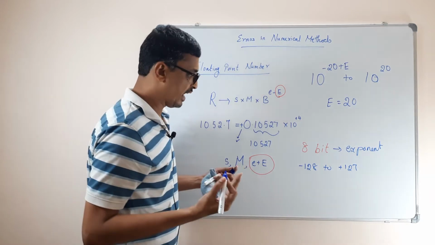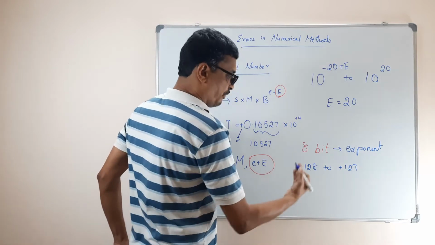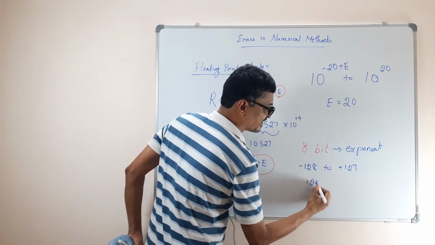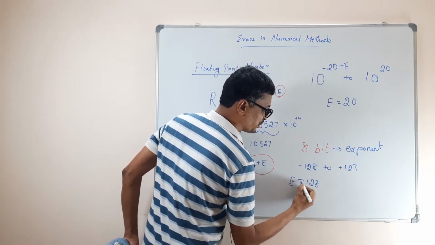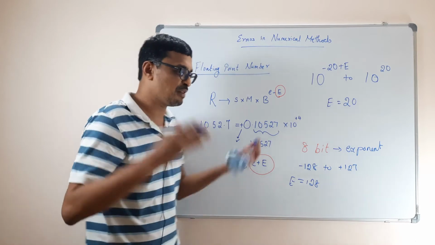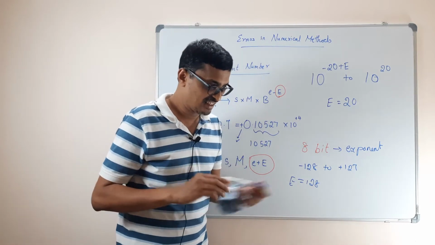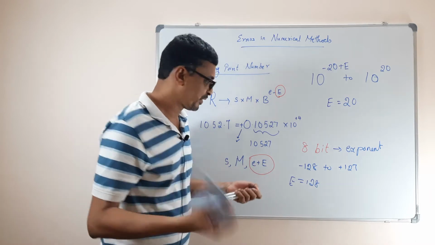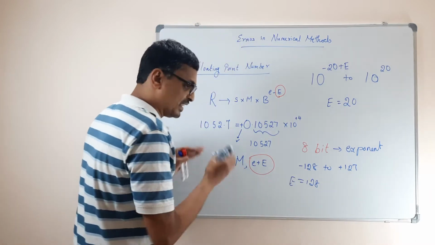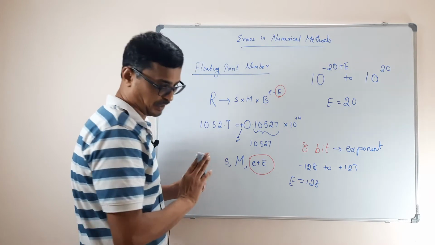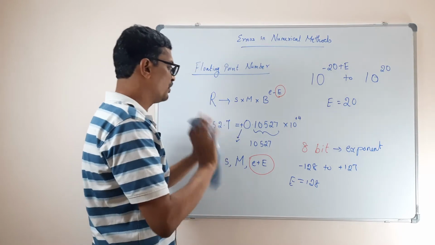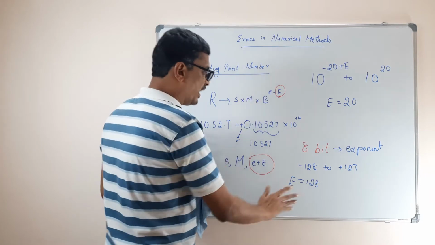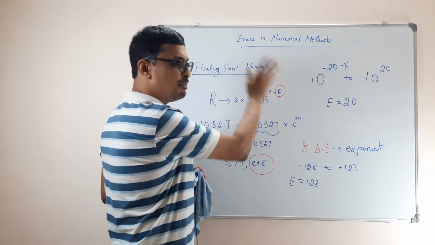So in this case, if I add a bias of 128, correct? If I choose E equal to 128, my exponent becomes unsigned. Clear? Yes. So this is the whole idea of the exponent. The exponent is basically the whole idea of the bias. The bias is added so that you don't have a sign bit in the exponent.